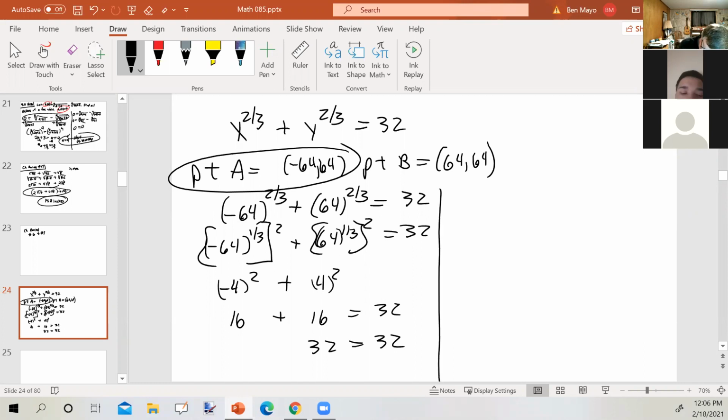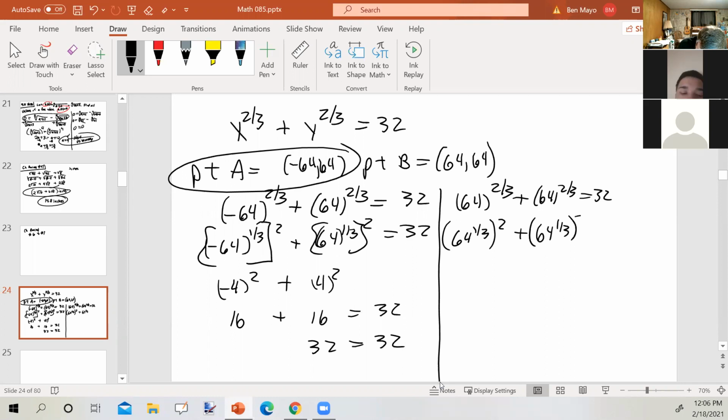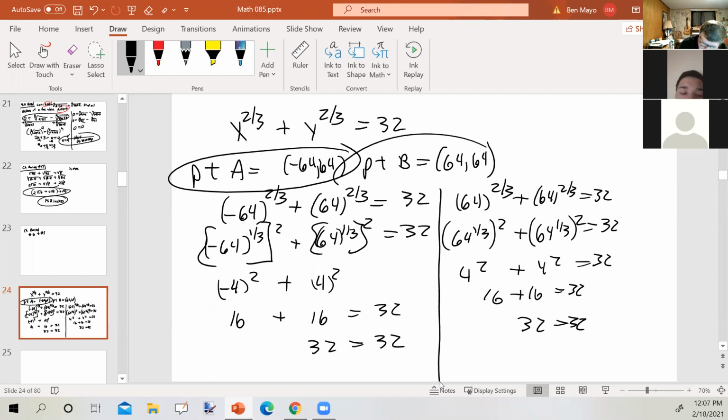Now let's go back and let's try point B. Point B would be 64 to the 2/3 power plus 64 to the 2/3 power equals 32. I'm going to do the root and then the square, the cube root, and then the square. So I'm going to get 4 squared plus 4 squared is 32. 16 plus 16 is 32. 32 equals 32. So both points are correct.